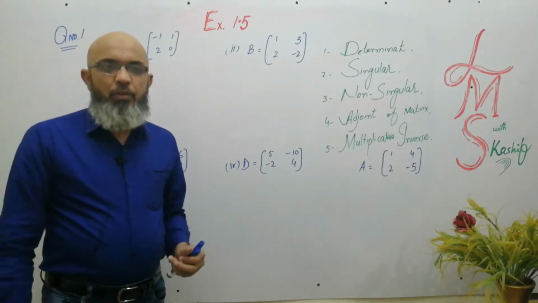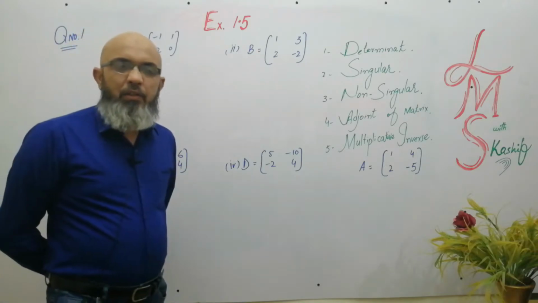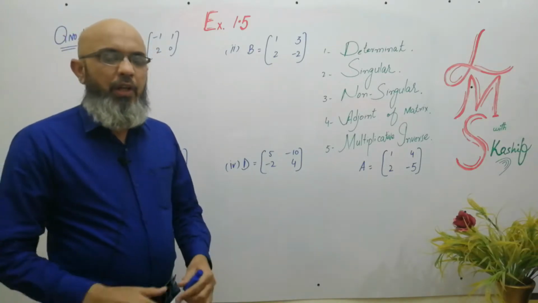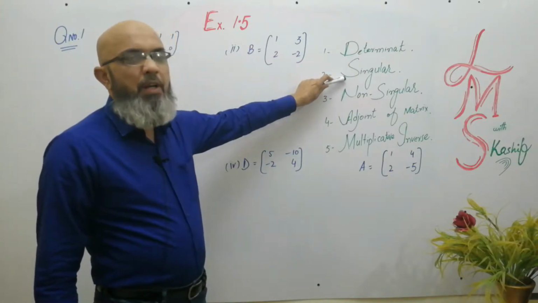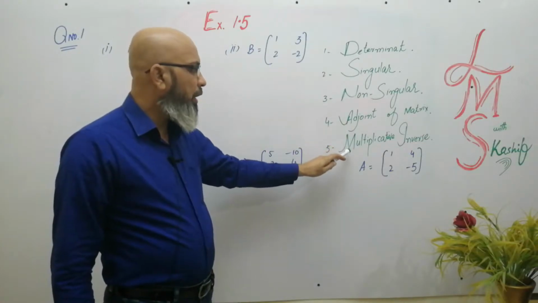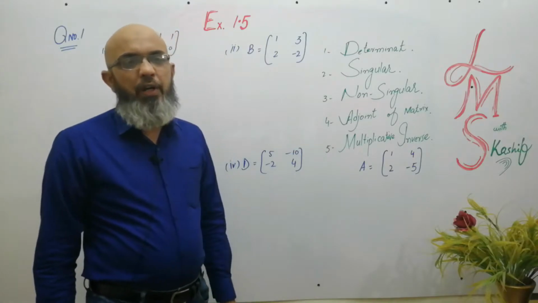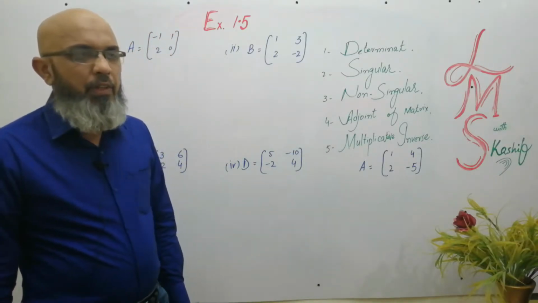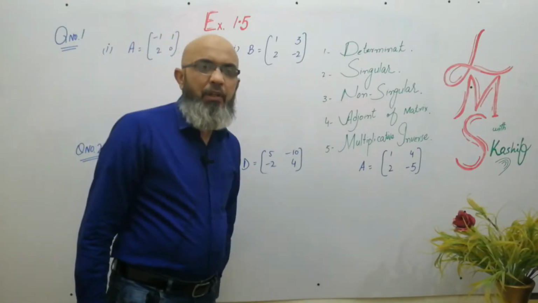Welcome to learning math skills with Kashif. So today our topic is exercise 1.5, and the important things we learn today, first of all, what is determinant, what is singular matrix, what is non-singular matrix, what is adjoint, and the most important is multiplicative inverse. How we will find the multiplicative inverse. So let's start. First, let's see what is determinant.